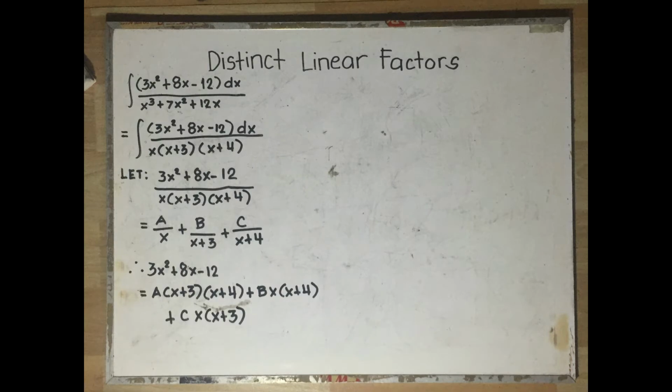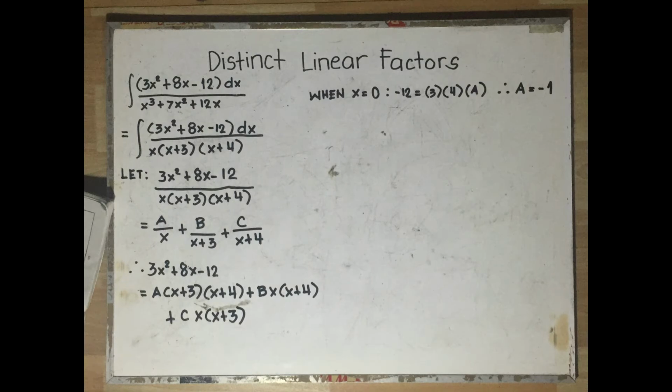Therefore, 3x² + 8x − 12 is equal to a times the quantity of x + 3 times the quantity of x + 4, plus b times x times the quantity of x + 4, plus c times x times the quantity of x + 3. When x is equal to 0, substituting this value to the x variables of the equation gives us −12 equals 3 times 4 times a. Therefore, a is equal to −1.